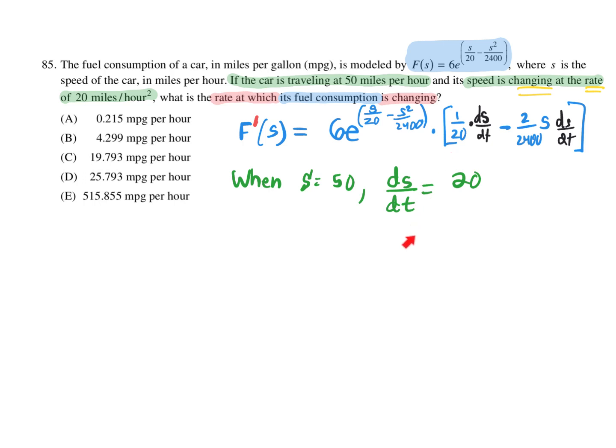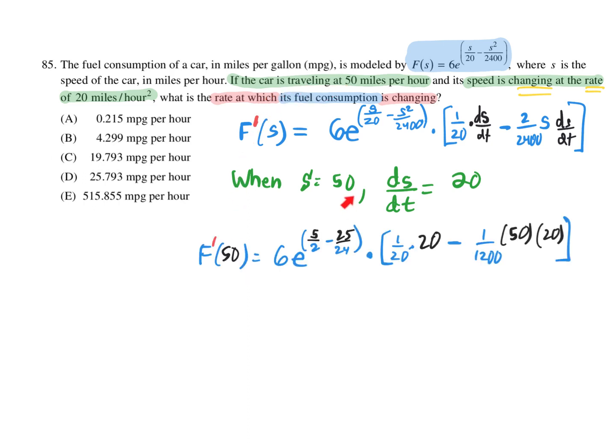And now we can substitute in s equals 50 and ds/dt equals 20. And then we'll know what f prime of s is when s is 50, because the car is traveling at 50. Here we go. So substituting 50 in for s here and there gives us this. Let's simplify it a little bit.